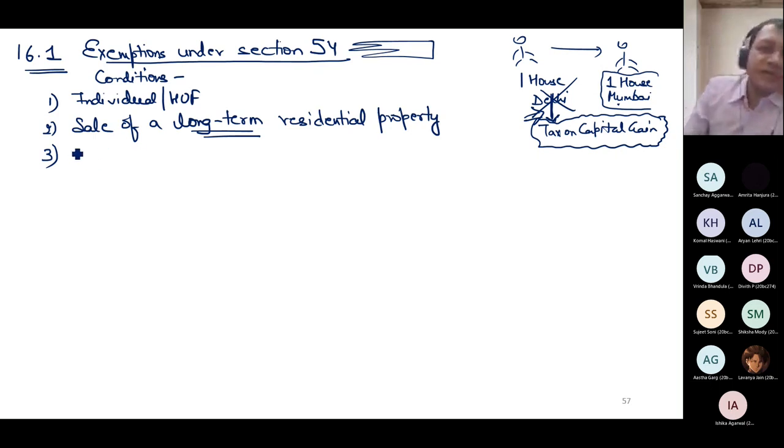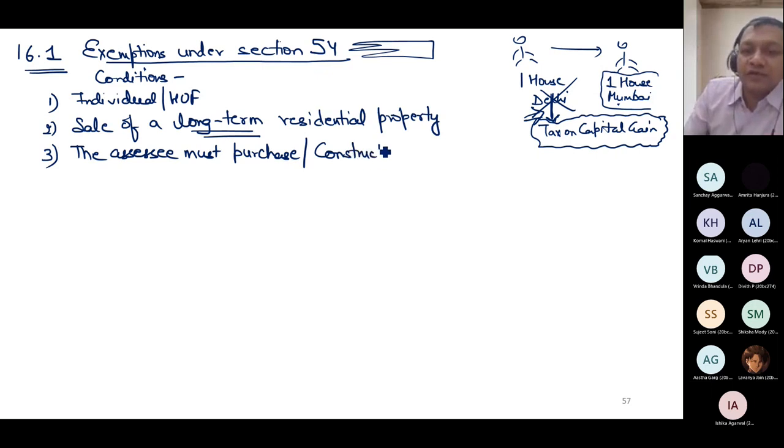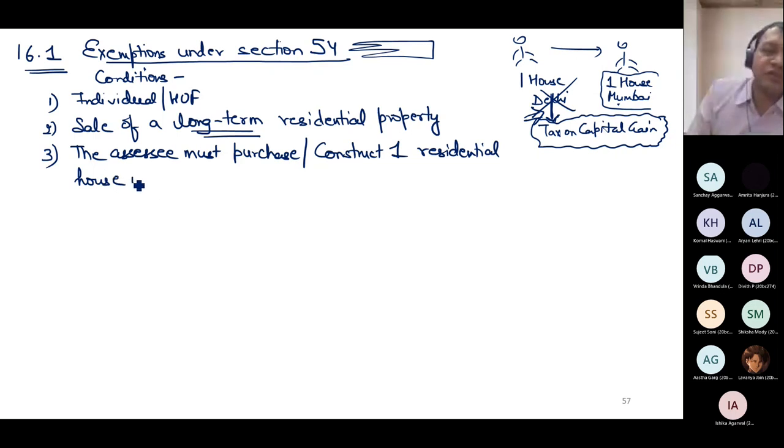So what is the condition is, if you are selling this residential house, the assessee must purchase or construct, either you acquire as it is or construct, one residential house in India. You are selling one, purchase one, there is no problem. Government says we will not collect any tax. If your intention is genuine, then you should purchase another residential house in India.